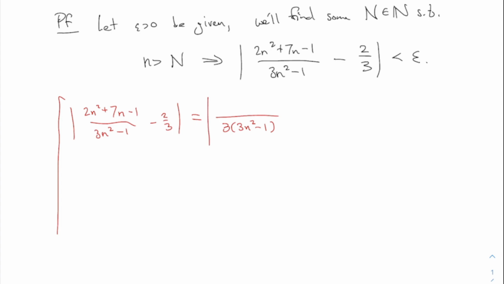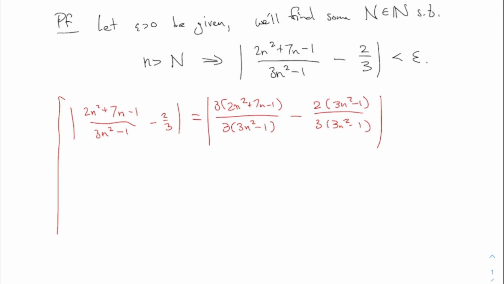So in the first term, I multiply by 3. I'll just write it out. 3 times 2n squared plus 7n minus 1, like that. And then minus the second part, which is 2 times 3n squared minus 1, over 3 times 3n squared minus 1.